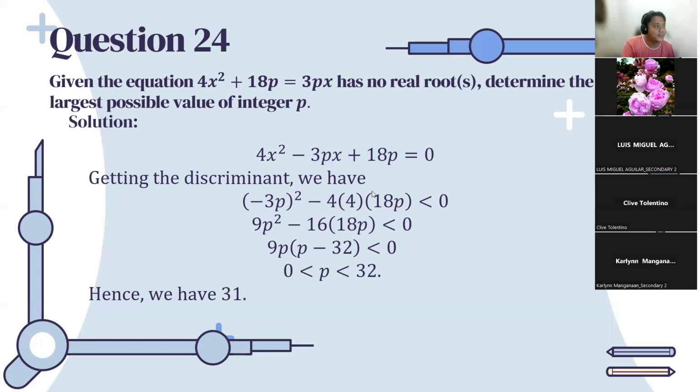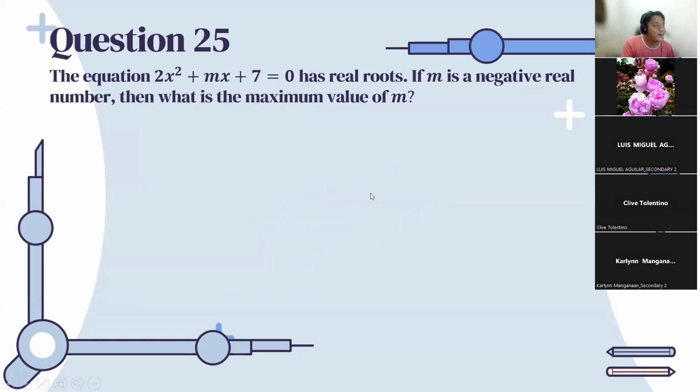Number 25. The equation 2x squared plus mx plus 7 is equal to 0 has real roots. If m is a negative real number, then what is the maximum value of m? So same approach. It has real roots, then its discriminant should be greater than or equal to 0.